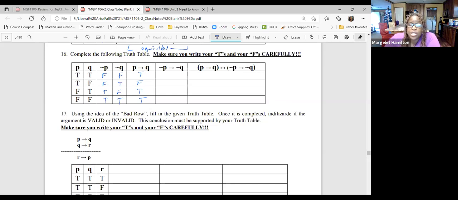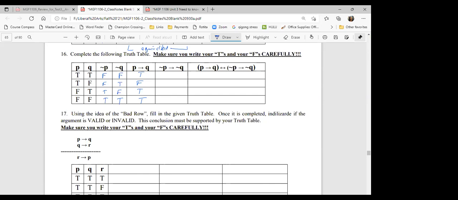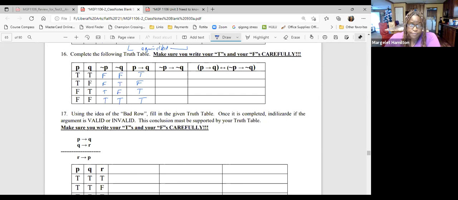Now they want us to do the conditional statement for our negation P and our negation Q. Tell me if we have an F anywhere in this column. Where is it? The third one. Okay, I see that, the third one, T to F is F. And that's it, right? So the rest of these have to be true. Did everybody get that?